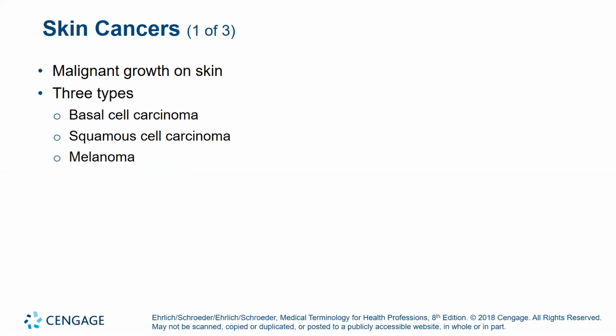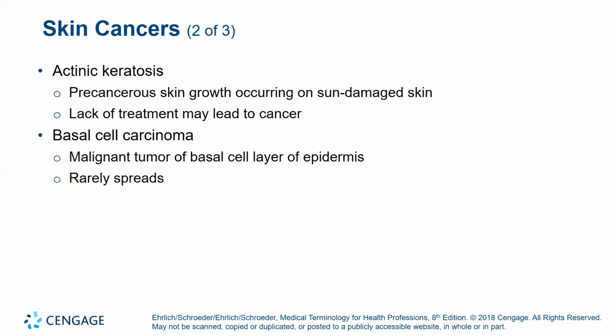Now let's take a look at some skin cancers that we have. We have malignant growth on skin. There are 3 types. We have basal cell, squamous cell, and melanoma. Skin cancers continuing, actinic keratosis. These are precancerous skin growth occurring on sun-damaged skin. And we have basal cell carcinoma. It's a malignant tumor of basal cell layer of the epidermis. This rarely spreads, the basal cell. So, like I said, this rarely spreads.